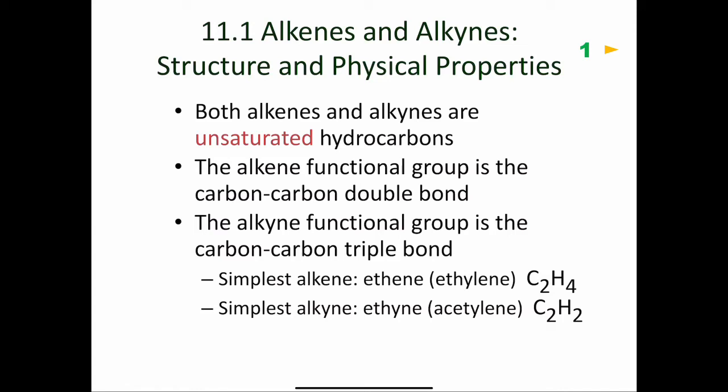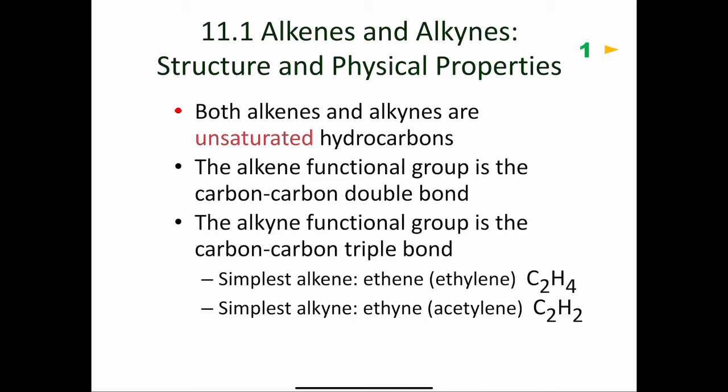Let's get started in discussing alkenes and alkynes by taking a look at their structures and physical properties. Both alkenes and alkynes are unsaturated hydrocarbons. In chapter 10, we looked at saturated hydrocarbons, or alkanes and cycloalkanes, and these were molecules that could hold the maximum number of hydrogens per carbon atom. But what we see in alkenes and alkynes is that this is not the case, and we do not have the maximum number of possible hydrogen atoms per carbon atom, and therefore we call these unsaturated hydrocarbons.